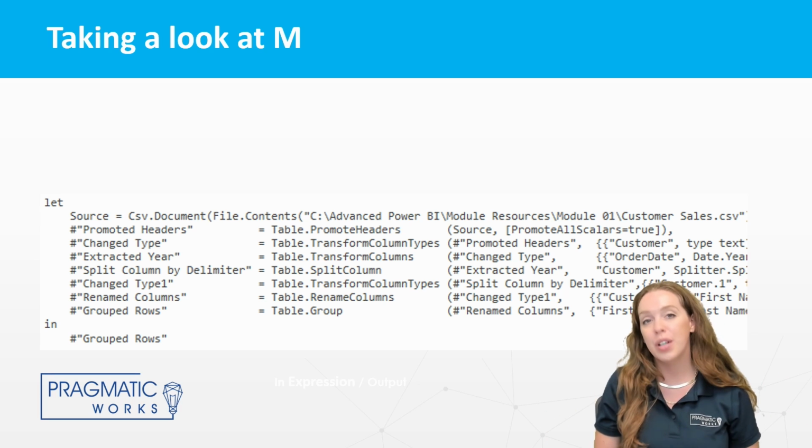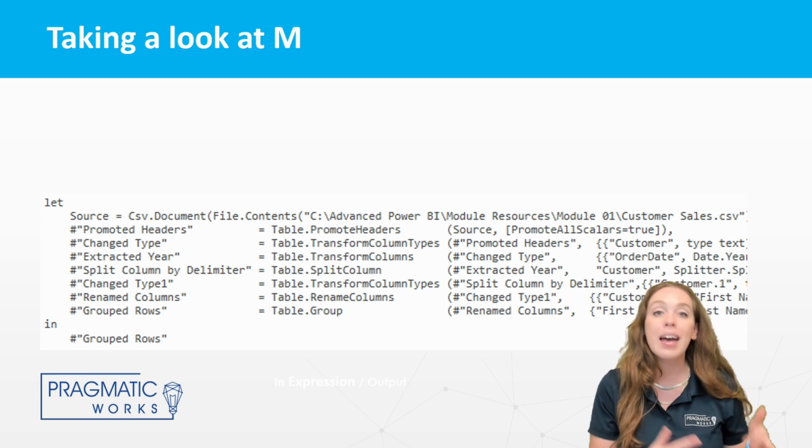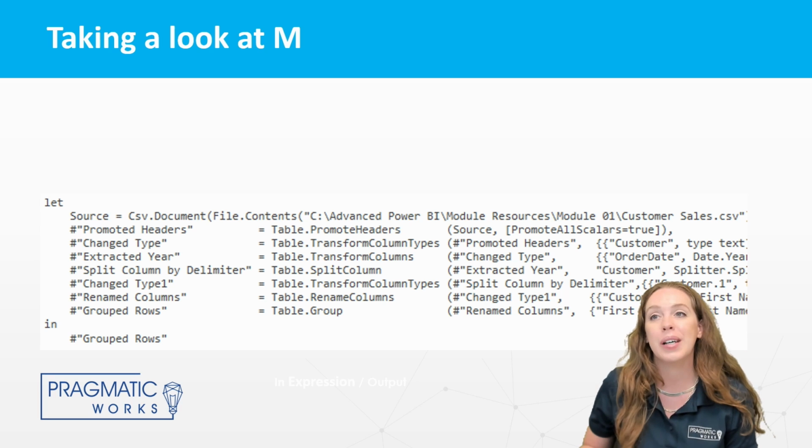Now, if you've got a lot of steps and you just want to see how everything's interacting and working together, you want to go into your advanced editor. You can do this in both Power Query in Power BI and Power Query in Excel. It will look the same. And this is the structure that you will expect to see.